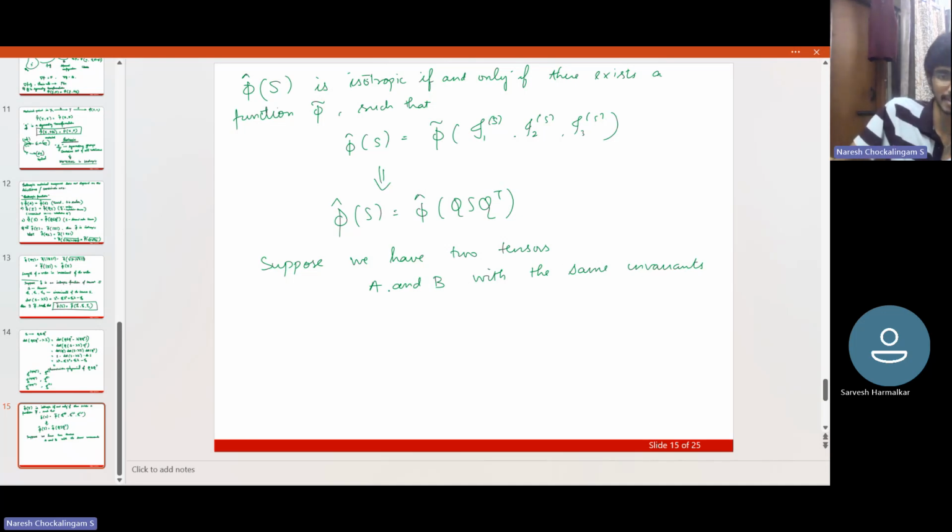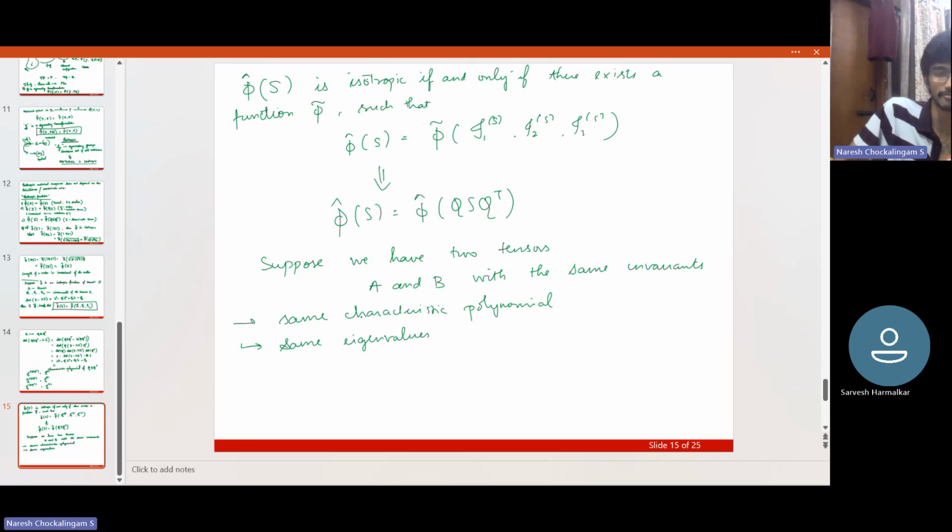So if they have the same invariants, it means they have the same characteristic polynomial. If they have the same characteristic polynomial, it also means they have the same eigenvalues. But the tensors themselves are different. Therefore, if A and B are tensors with the same invariants, the coefficients of the characteristic polynomial are the same, which means their eigenvalues are also the same. But the tensors themselves are not the same in general. Therefore, the eigenvectors have to be different.